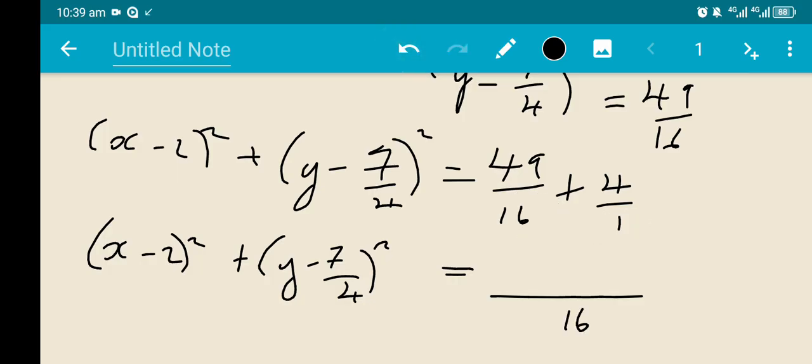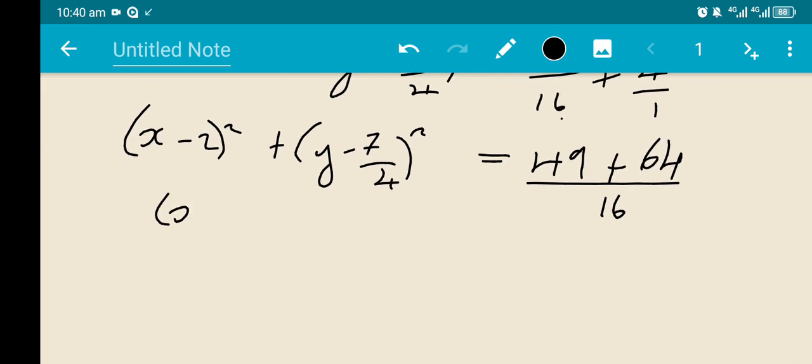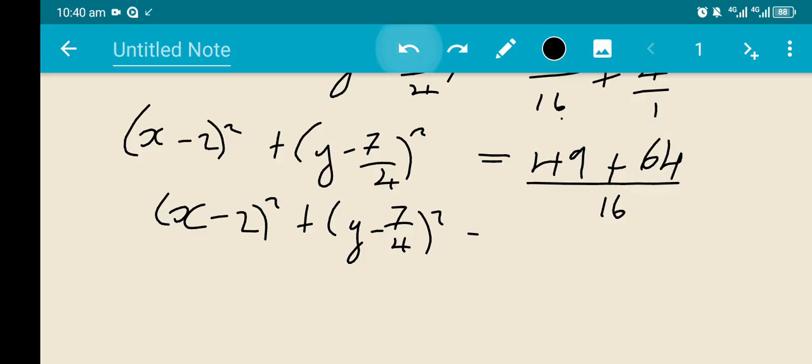That's 16, then you say 16 into itself, that is 1. Then 1 times 49, that's 49. Then we say 1 into 16, that is 16. So 16 times 4, 64. So that's 64 right there. Then, again just rewriting everything, this would be x minus 2 squared plus y minus 7 over 4 squared should be equal to 49 plus 64, that would be 113 over 16. So this here is our equation. So this here is r squared. In other words, it has been resolved.